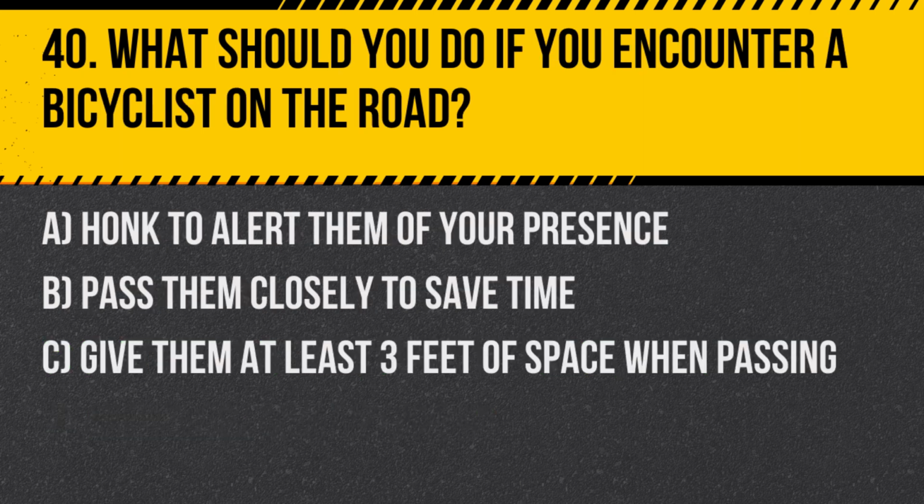Question 40. What should you do if you encounter a bicyclist on the road? A. Honk to alert them of your presence. B. Pass them closely to save time. C. Give them at least 3 feet of space when passing.